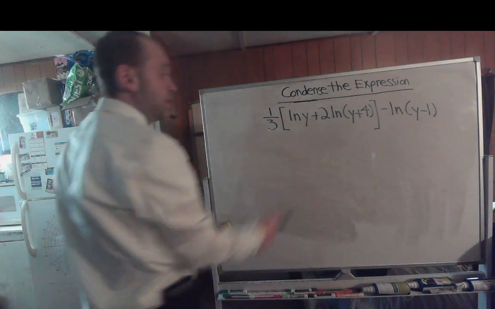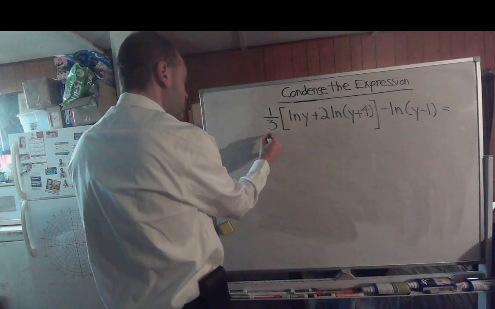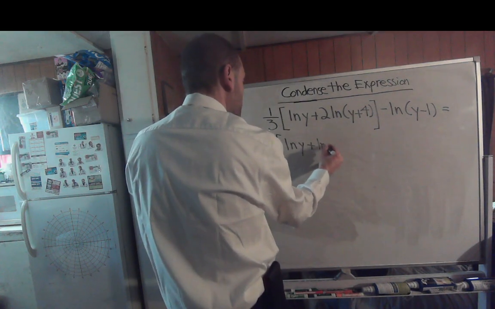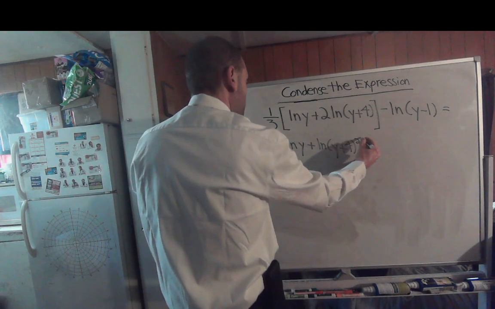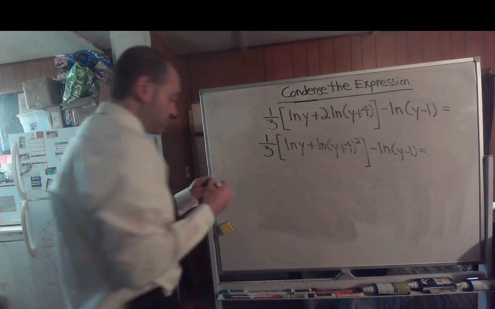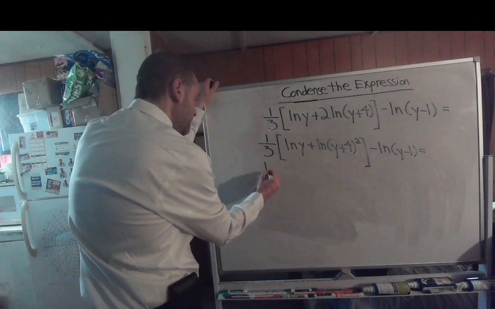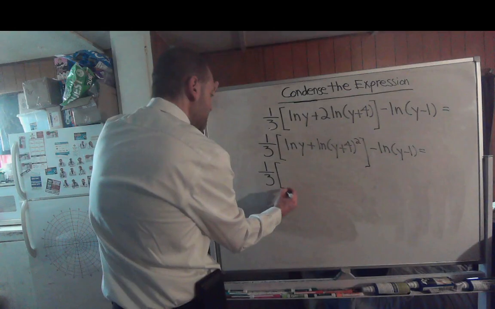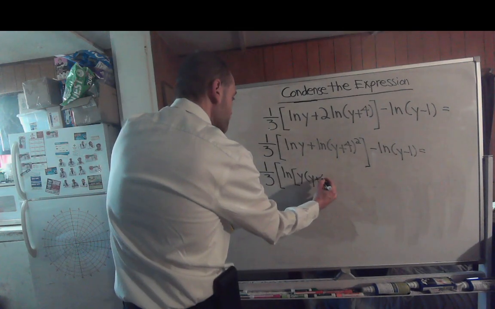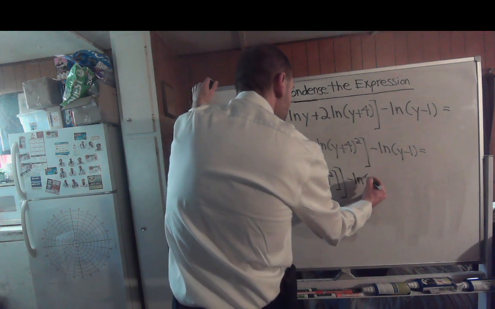If you look at your second term, inside the brackets, you have a coefficient on that logarithm, which gives you the power rule. So this is going to turn into 1/3 of the natural log of y plus the natural log of y plus 4 raised to the second power, all that minus the natural log of y minus 1. Now, you have a sum of two different logarithms inside the brackets, which means the product rule, right? So this would end up being 1/3 times the natural log of y times that y plus 4 squared, all that minus the natural log of y minus 1.